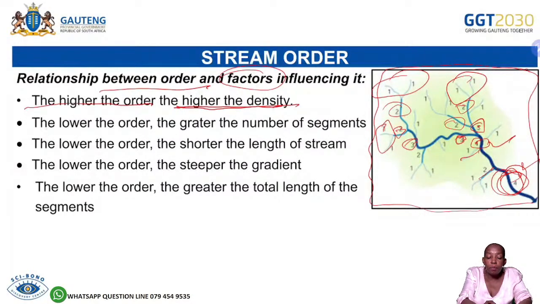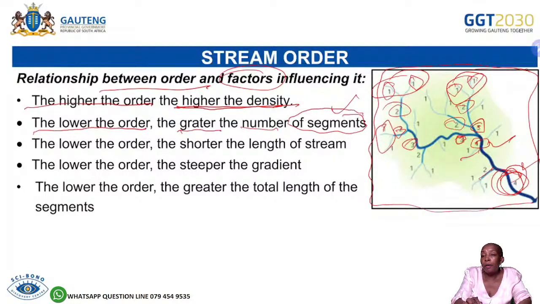And then the other relationship that you need to know: the lower the order, the greater the number of segments. So if the order remains low, it means we would be having multiples of the lower order streams there that are not changing the order. So the segments of the first orders, if there are too many of them and they don't change the order to the next one, then the order will remain lower then.